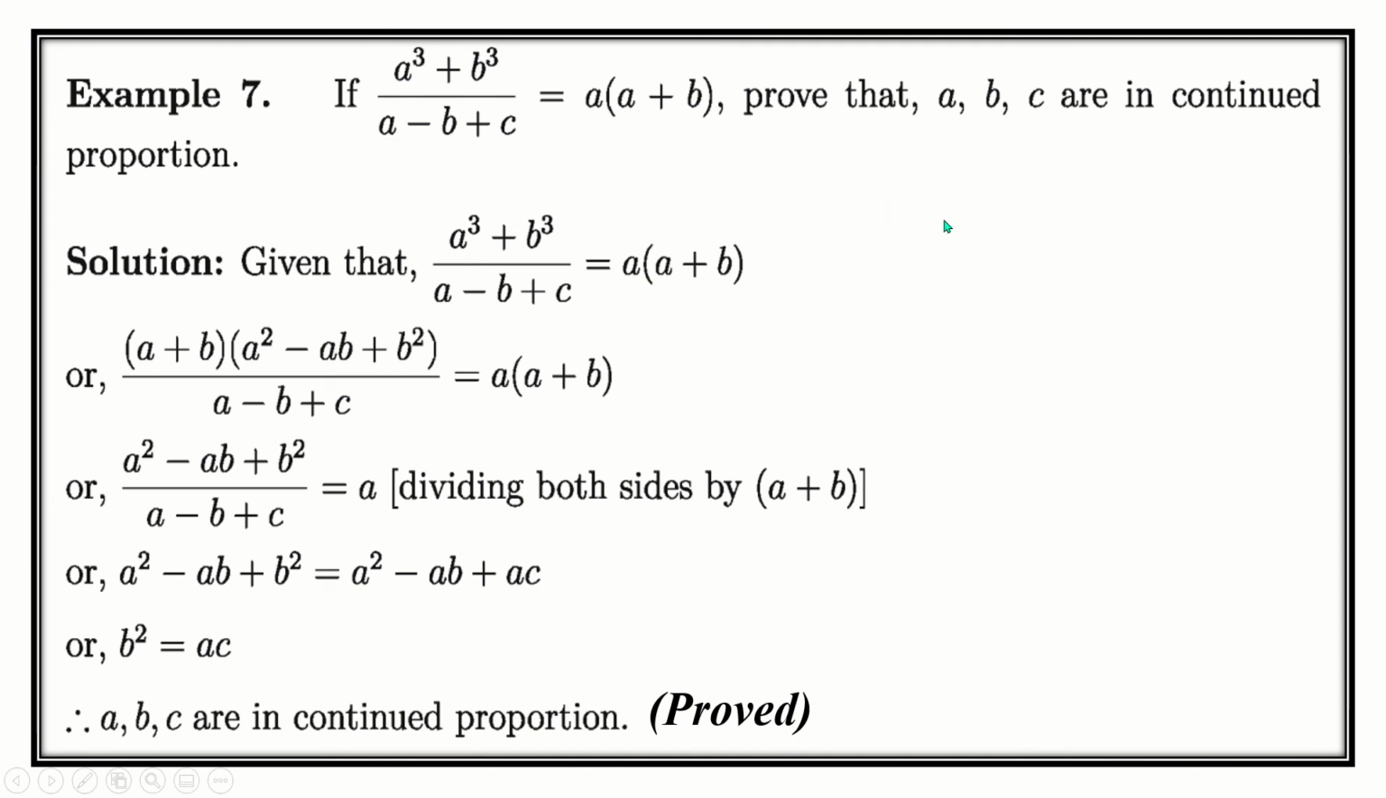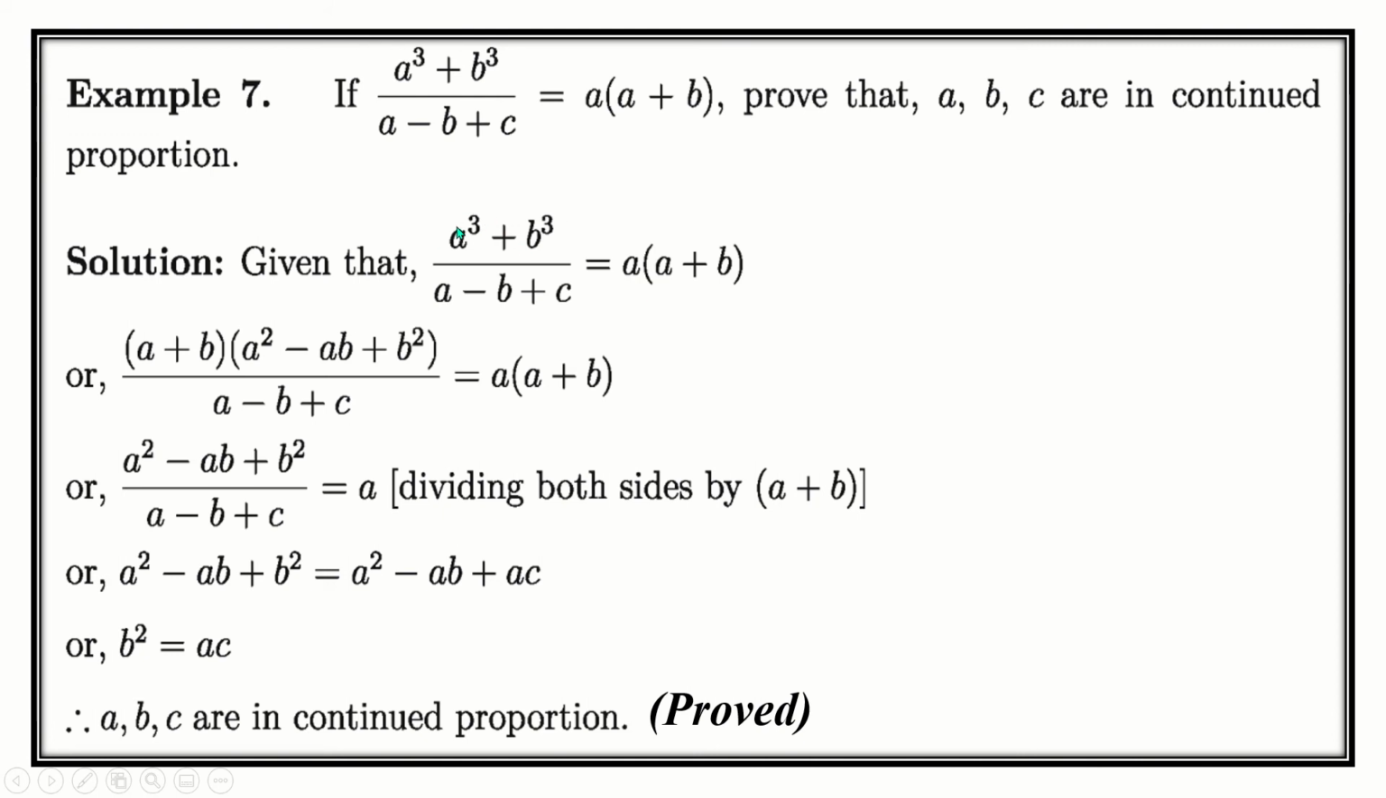Now by multiplying we get b square equals ac. That means if we get b square equals ac, then we can also say a, b, c are in continued proportion. I have explained this in my first lecture. Clear? Again I explain. Now follow the solution. This is the given condition.